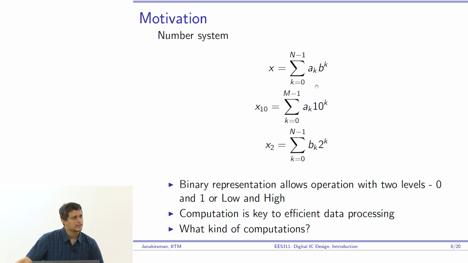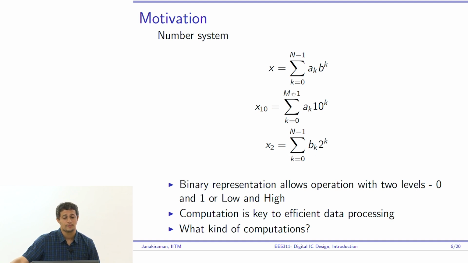Now, there's nothing sacrosanct about 10. You can do this in any arbitrary base b. So what are the values that the numbers a_k can take if you represent it in an arbitrary base b? 0 to b minus 1. So nothing special about this. I can take this b all the way down to 2, and that gives us the binary number system, where I can represent the same number x, as x_2, in the binary number system as the summation of b_k times 2 to the power k.